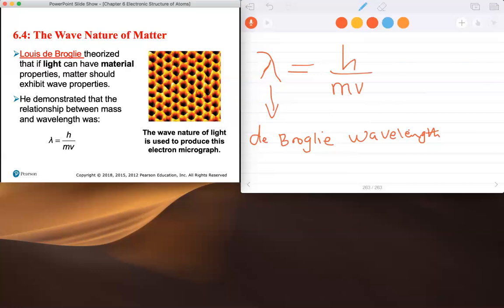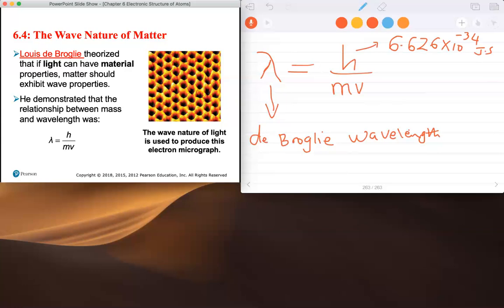Let me break this down. This is called Planck's constant. It's the same value we looked at earlier, 6.626 times 10 raised to negative 34, and this is joules times second.